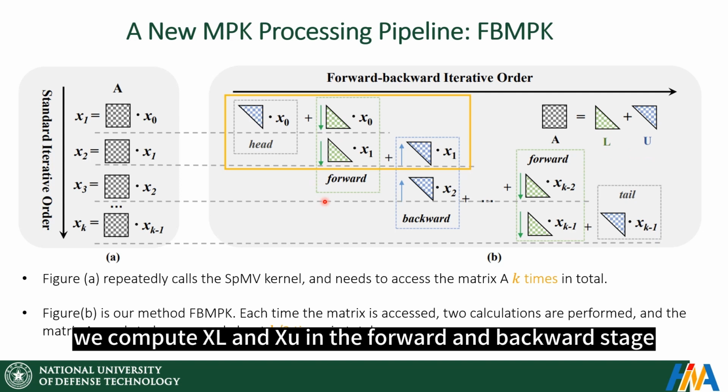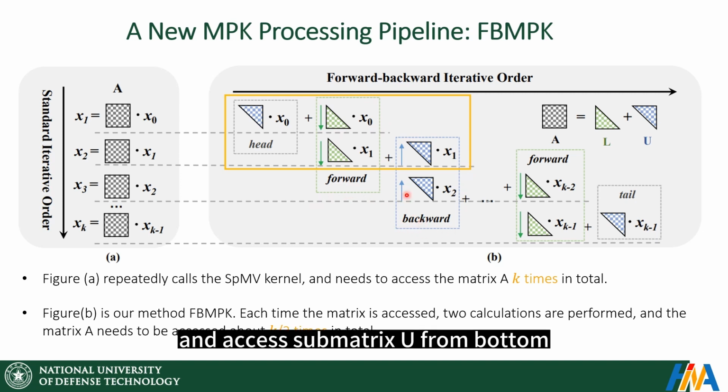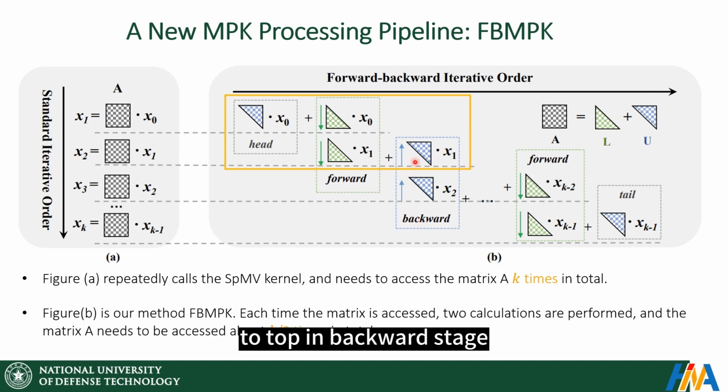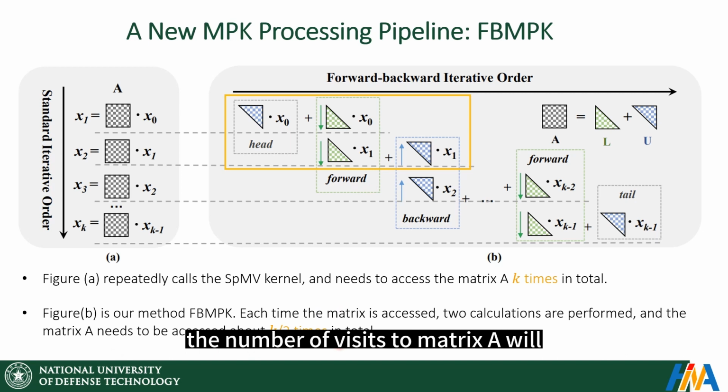We compute XL and XU in the forward and the backward stages, respectively. We access submatrix L from top to bottom in the forward stage, and access submatrix U from bottom to top in the backward stage. Except for head and tail, we will perform 2 calculations every time we access an element of the submatrix. This means that when k is large enough, the number of visits to matrix A will become half of k.